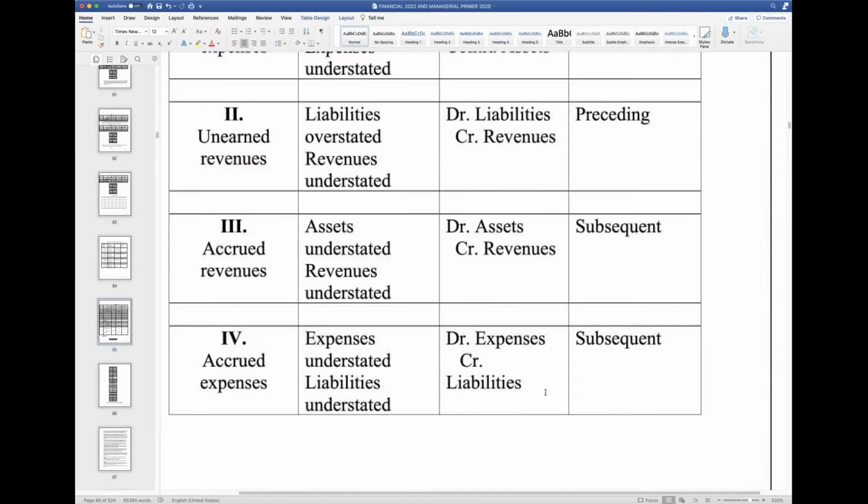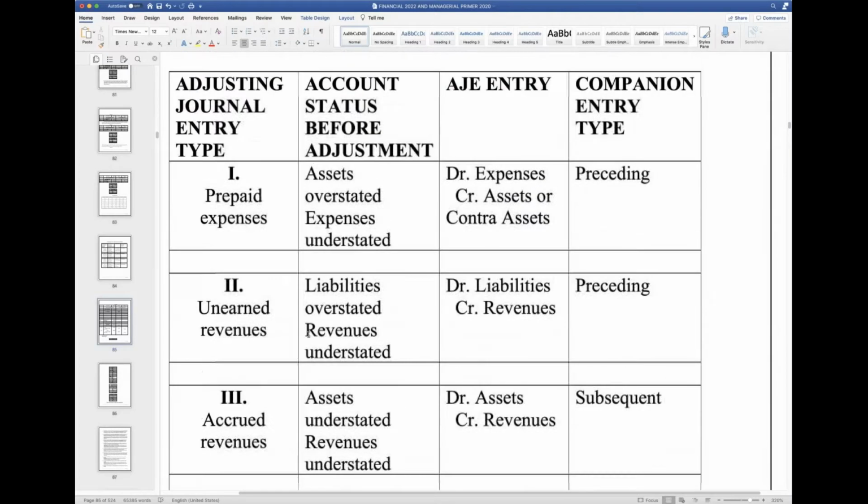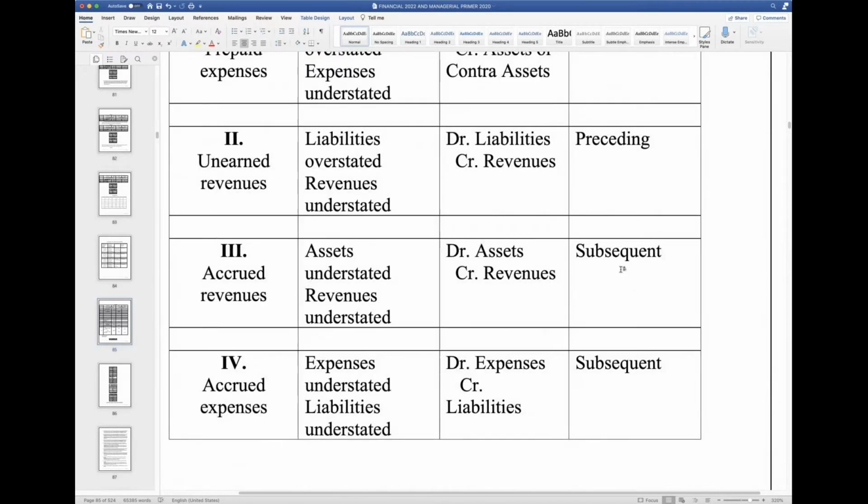Then we have accrued expenses. Expenses are understated, liabilities are understated. So we're going to debit expenses and credit liabilities, and then there's going to be a subsequent entry. So notice that when we have prepaid expenses and unearned revenue, it's a preceding entry. When it's accrued items, revenue and expenses, it is a subsequent entry.